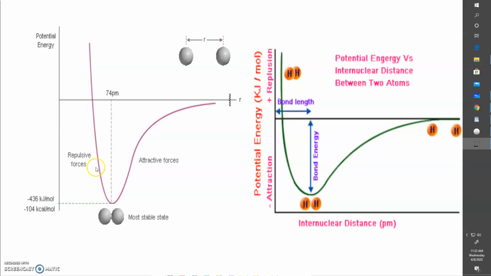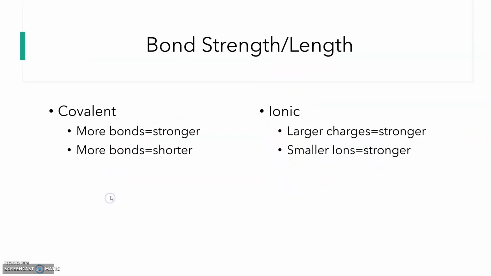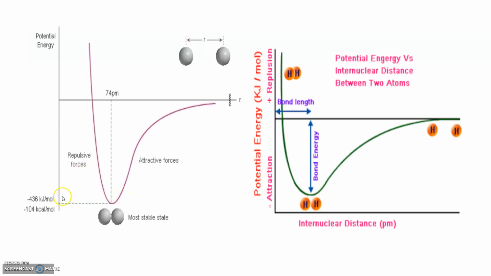Looking at this diagram, you put the distance at the bottom on the x-axis, and that will be the bond length. The energy will be on the y-axis, and that will be the bond energy. This is a classic hydrogen graph. Here the atoms are too close together and they're repelling. Here we have the maximum attractive force, and here they're too far apart.